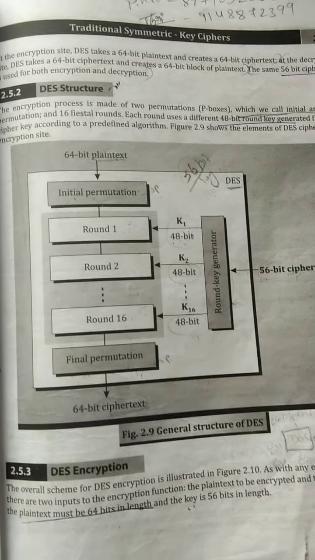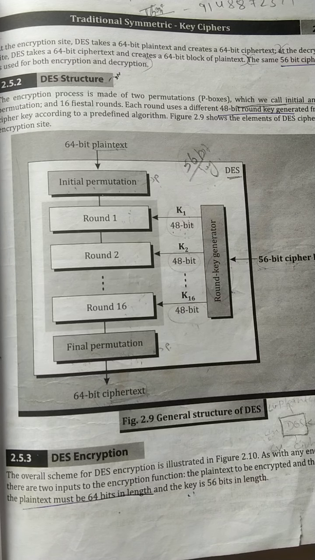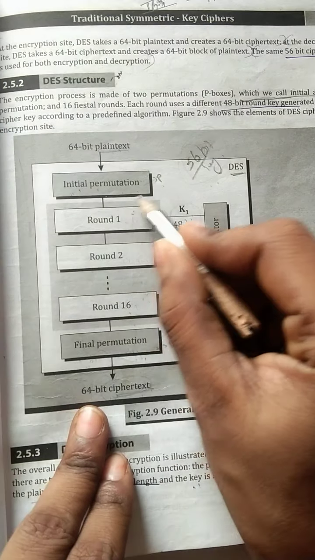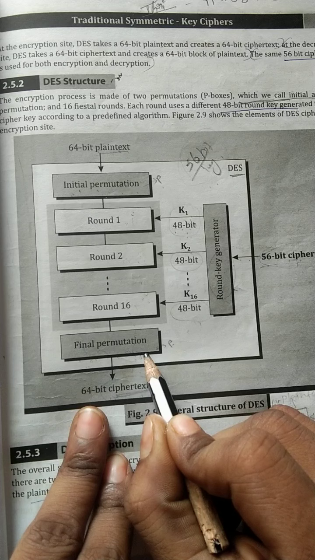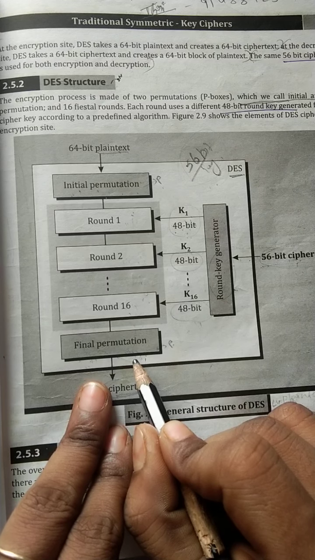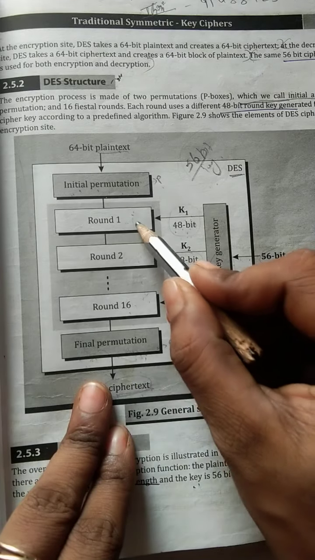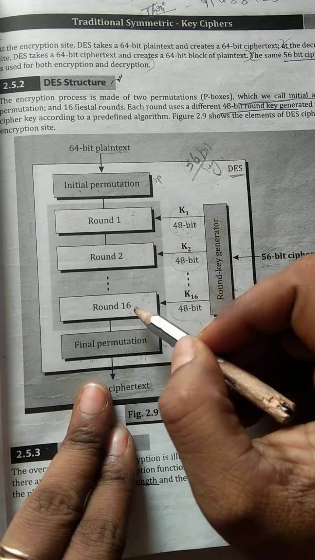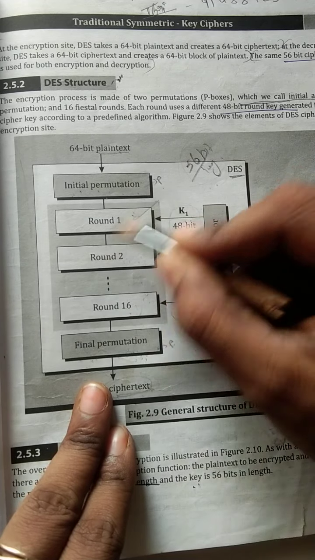Now coming to the DES structure. So this is the DES structure. Here we will be using two P boxes. What are P boxes? Initial permutation and final permutation are called P boxes. And we are using 16 rounds, called Feistel rounds. 16 Feistel rounds will be used.